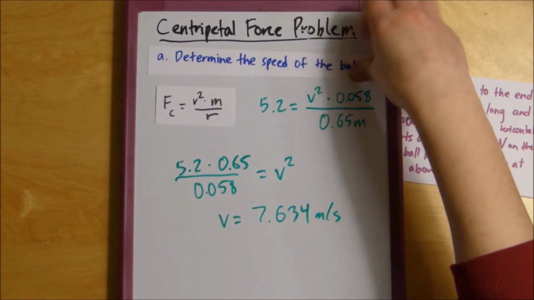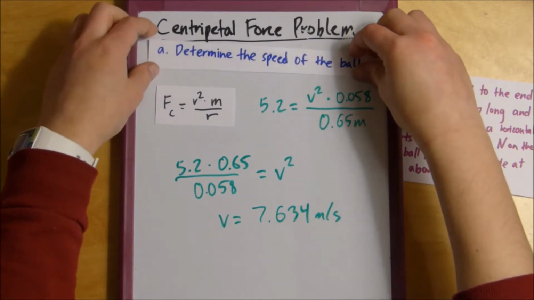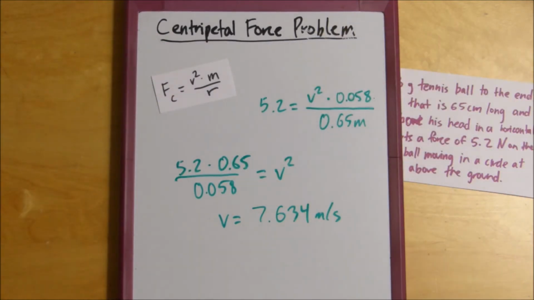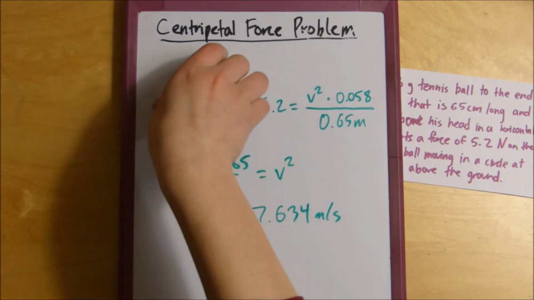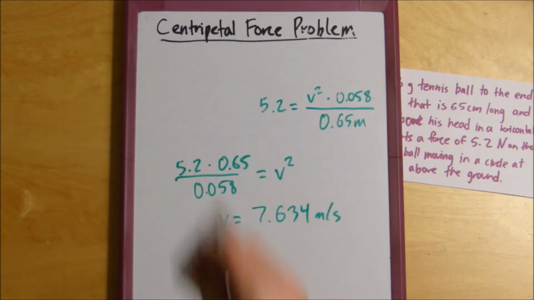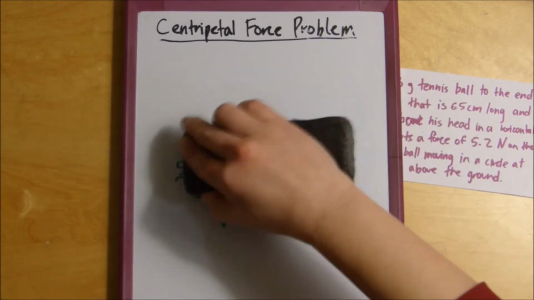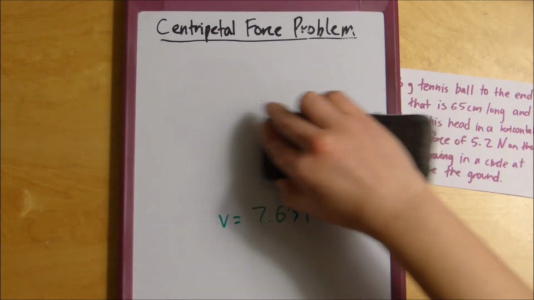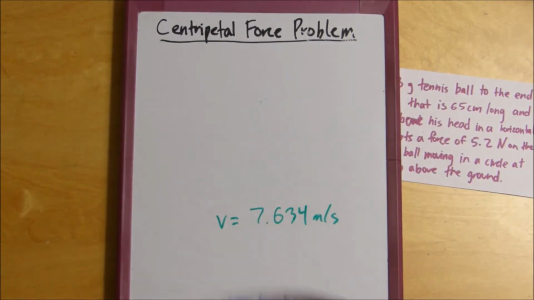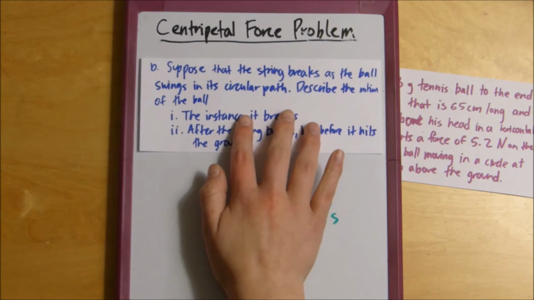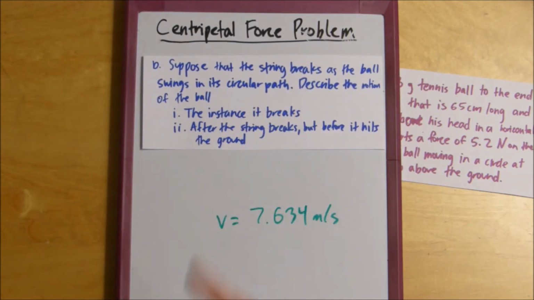Now, let's say that we keep the velocity, and the string breaks as the ball is swinging in its circular path. We want to describe the motion of the ball at the instant that it breaks.